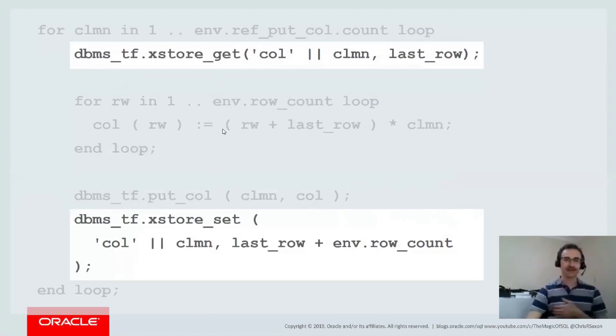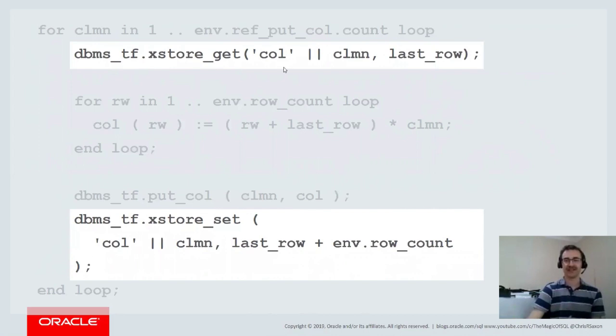Okay, so returning to where we were. If we get to our 1024th row, we need to save the state of where we are. We've got our incrementing counter, and we need to save where that counter has got up to. We can do this with the execution store, dbms_tf execution store get and set. This is a simple key-value lookup repository.